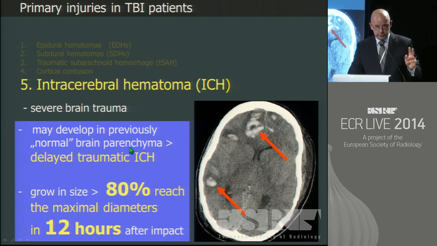And remember about 2 things, because the others you can find in the books. Up to 80% of the hematomas reach the maximal diameters in 12 hours after the trauma. So don't be astonished. The neurosurgeon or neurologist will ask you to repeat the CT 12 hours after the trauma, because he will see what is the general size of the hematoma. And also, they may develop in previously normal brain parenchyma, and this is what is called delayed traumatic intracerebral hematoma. So these 2 things you should be aware of.